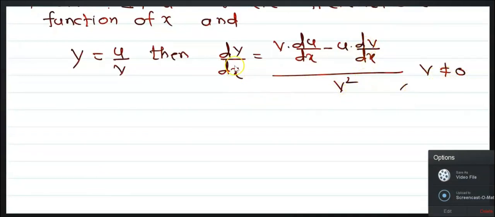To remember: dy by dx is equal to v into du by dx minus u into dv by dx.